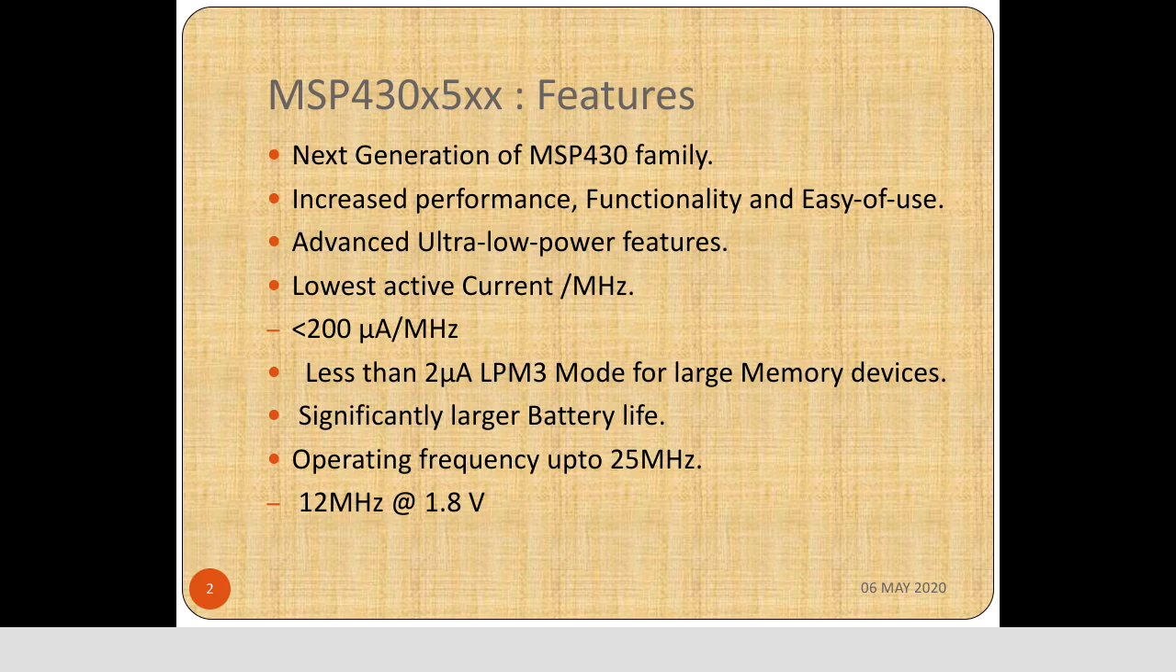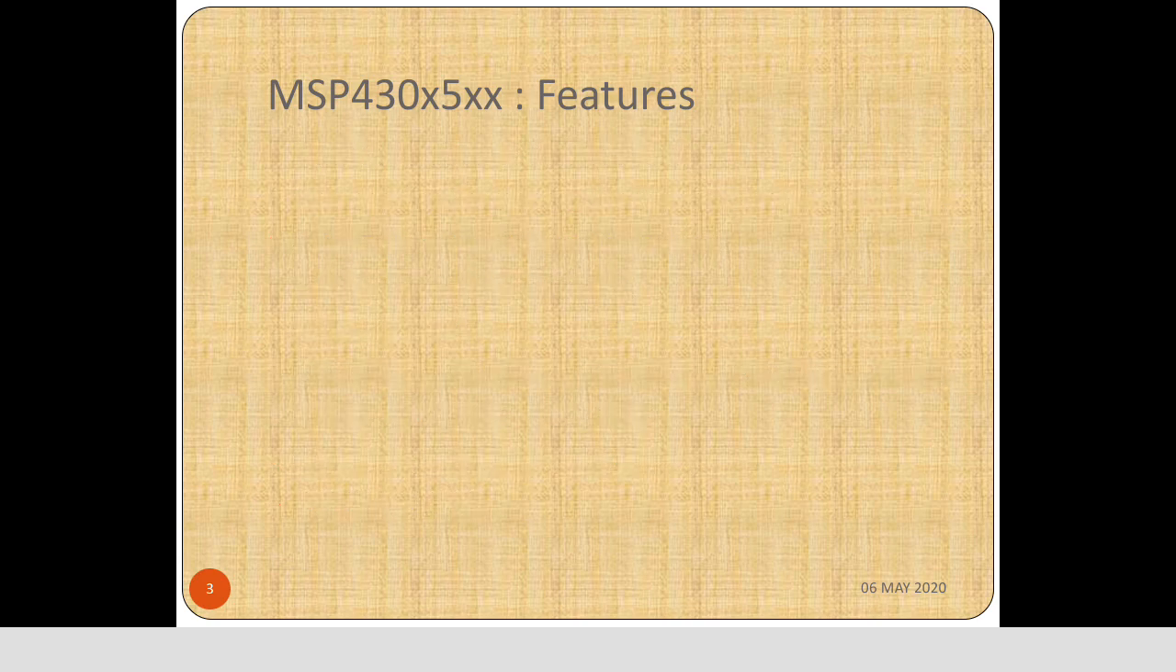Why? Because when the requirement of the power is less, the battery discharging period increases, and the operating frequency of the MSP430 is up to 25 megahertz. So earlier we discussed about 4-axis, where if you want to operate the 4-axis at higher frequencies, we need to provide more voltage than 3.3 volts.